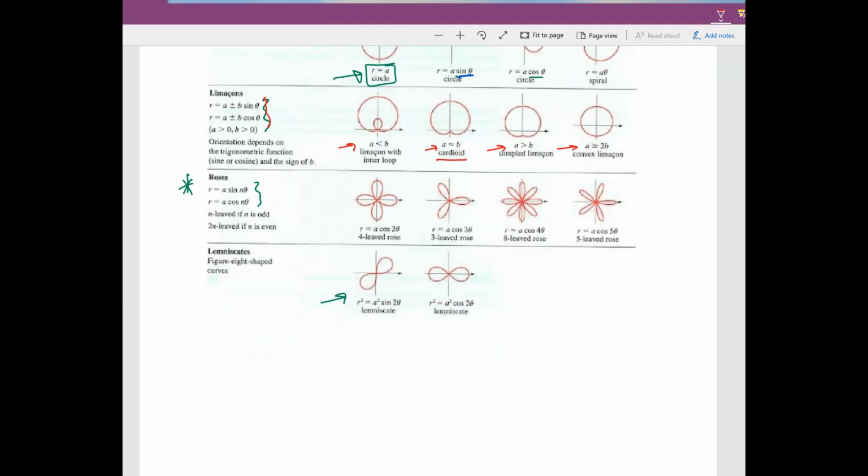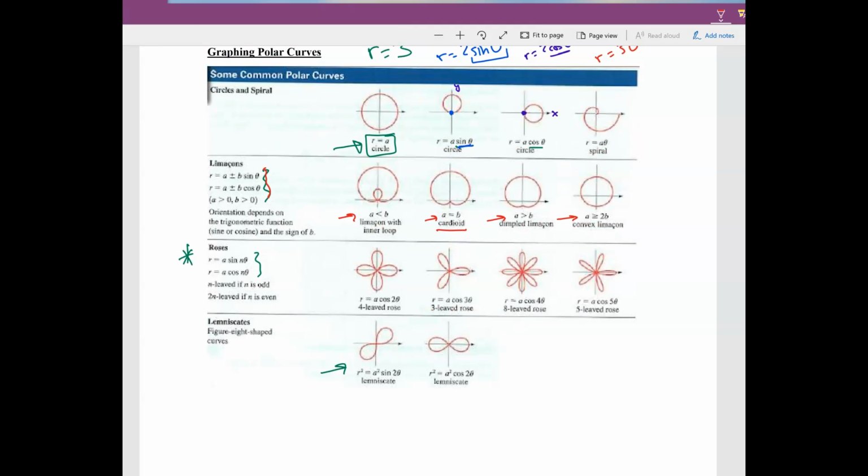For the rose curves, the only thing that's different compared to everything else is that you have a coefficient in front of the theta in the trigonometric function. If n is odd, you're going to have n leaves, and if n is even, you're going to have 2n leaves. For example, 2 is an even number, so you're going to have 4, twice as many. 3 is an odd number, so you're only going to have 3.